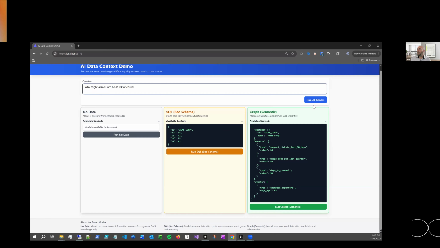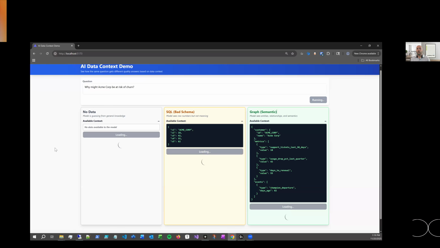So we'll go ahead and run these. And again, these are going to a live back end. So it'll take probably a minute or so for them to all load up. We should get the no data one back first.